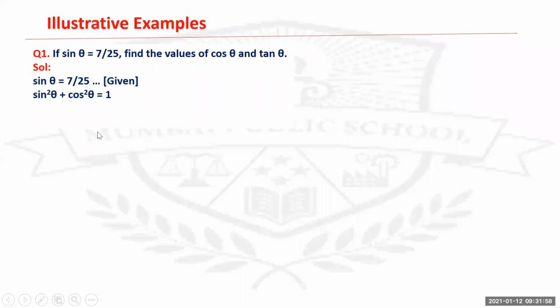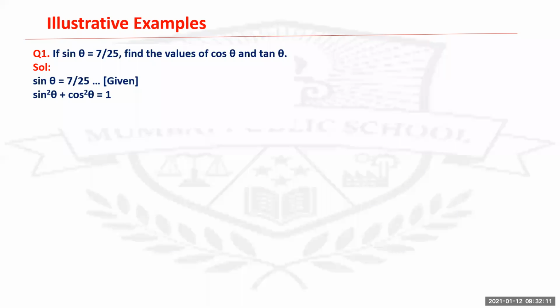There are many more examples. You can search on the internet to get through its applications. Now let's solve some questions based on these illustrative examples. Let's check. The question is, if sine theta equals 7 upon 25, find the values of cos theta and tan theta.